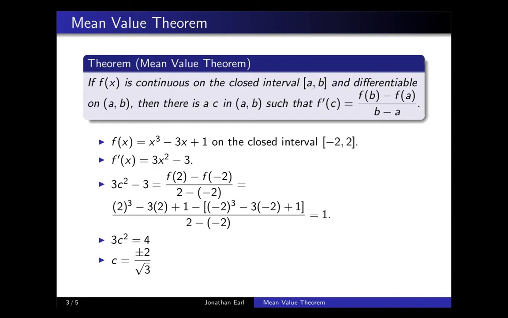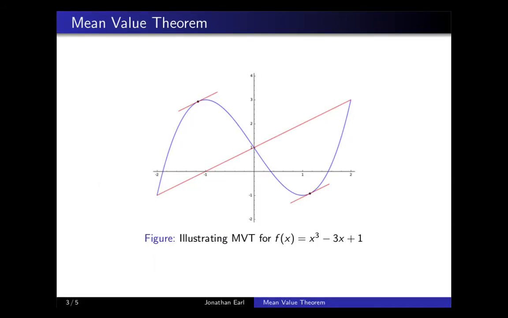So we get 2 points that will satisfy the mean value theorem in this case. One is positive 2 over the square root of 3, the other one is minus 2 over the square root of 3. Again, we have pictures for these, so we have the polynomial x cubed minus 3x plus 1 in blue. We have the slope of the secant line connecting the endpoints at minus 2 and 2. And then we have these two tangent lines, one at plus 2 over square root of 3, and one at minus 2 over square root of 3.